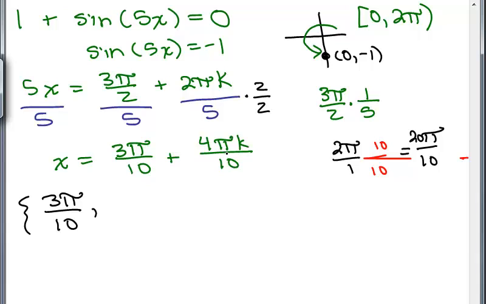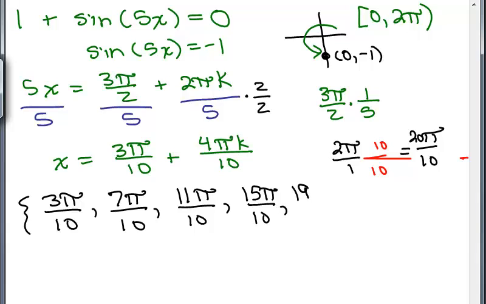All right, now how would I get the next one? It's 4 pi over 10 times k. So we'll just add 4 pi over 10. Well, nice, we have a common denominator. Just add the numerators, 3 pi plus 4 pi, to get the next one. Then we just do that again. Add another 4 pi over 10. Add 4 pi to the numerator. We'll get 11 pi over 10. And we do it again. This is still less than 20 pi over 10. That's the key here. We have 15 pi over 10. And one more time is 19 pi over 10. And those are our 5 solutions.